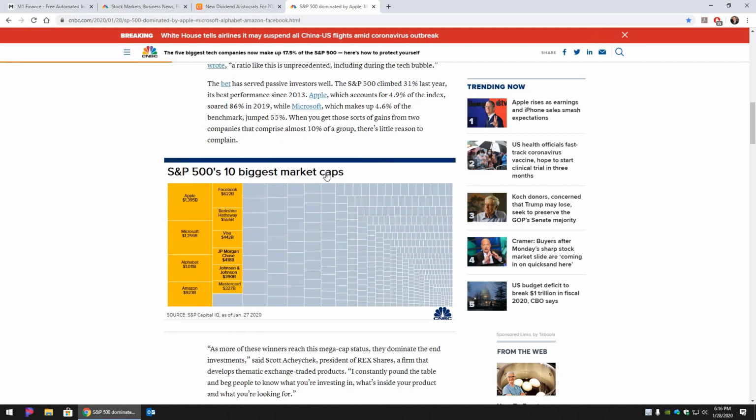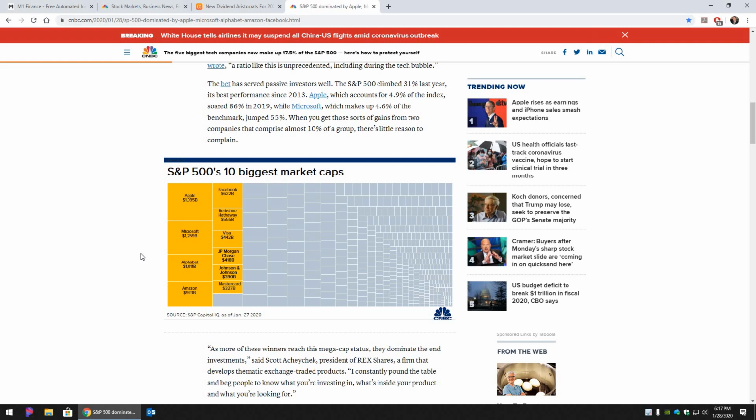So, here's a breakdown by the biggest market cap. Apple, Microsoft, Alphabet. I mean, look at just the sheer size of the market cap ownership of just these top 10 companies. That's crazy. I want to be owning companies down in this area because at least they have growth potential. These are here, they're done. They're already at the top.